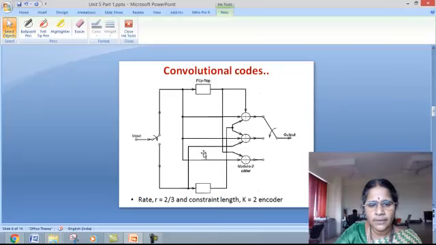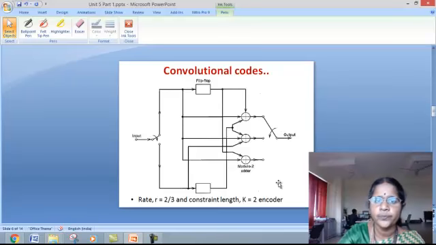This is another convolutional encoder where rate R equal to 2 by 3. Two input bits are processed at a time, and there are three modulo 2 adders, and thereby these three bits are multiplexed in order to form the encoded output. Here, since there is only one flip-flop on both paths, the constraint length is k equal to 2.